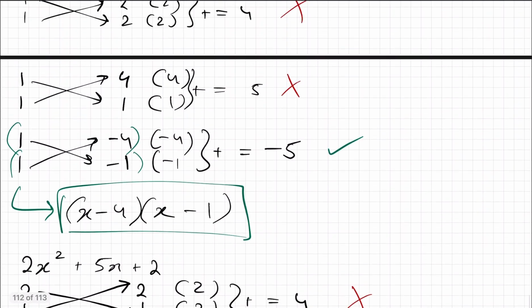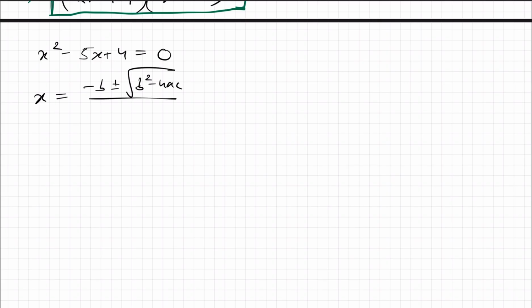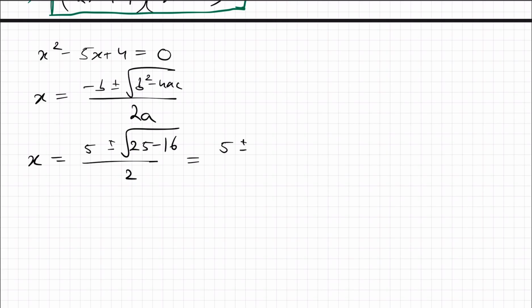So, for example, let's take x squared minus 5x plus 4 is equal to 0. Now to solve this, we can use the quadratic formula. x is equal to minus b plus or minus the square root of b squared minus 4ac over 2a. So we can get x is equal to 5 plus or minus the square root of 25 minus 16 over 2, which is 5 plus or minus the square root of 9, which is 3, over 2, which becomes 8 over 2 and 2 over 2, which becomes 4 and 1. So these are solutions for x.